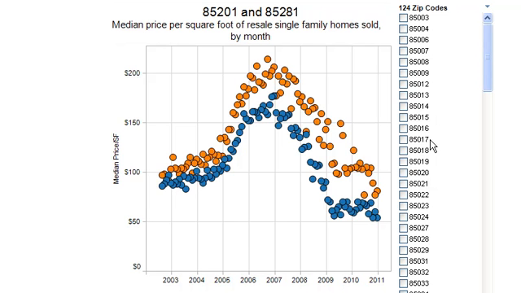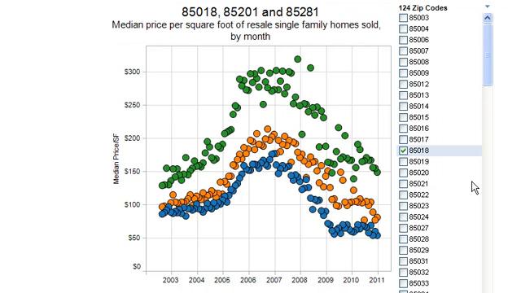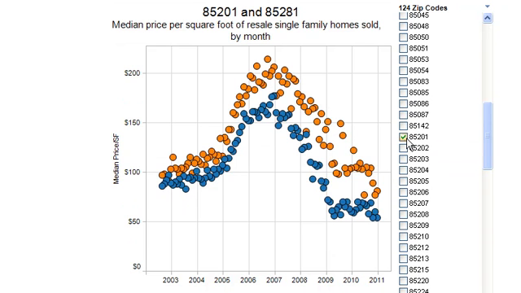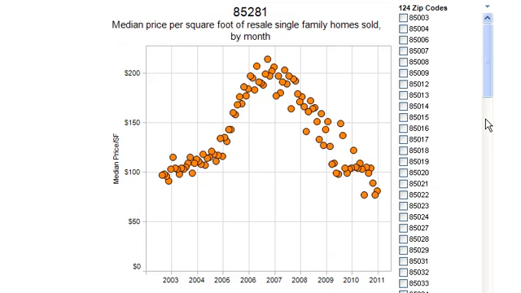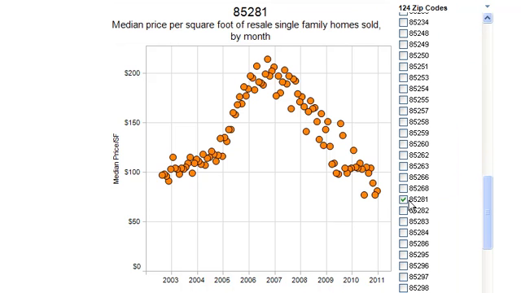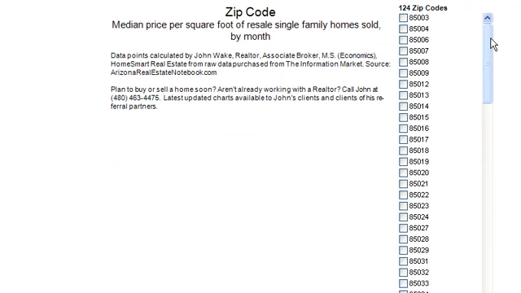So let's show how it works. Let's add another zip code into it. You just click on it. You can add a number of zip codes that way. Okay, let's get rid of these and Tempe. And then let's look at Gilbert.